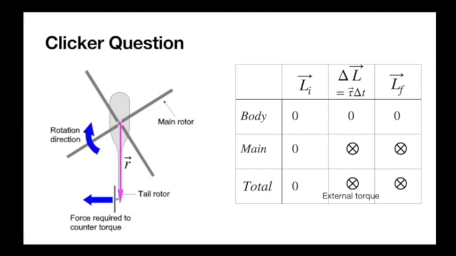Yeah. So if the torque is into the page, why is the force required going to the left? Because here's the R vector, right? That's the axis of rotation. If we wrap our fingers in the direction that this force wants the helicopter to rotate, we'll get into the page. So this force in this position produces a torque.